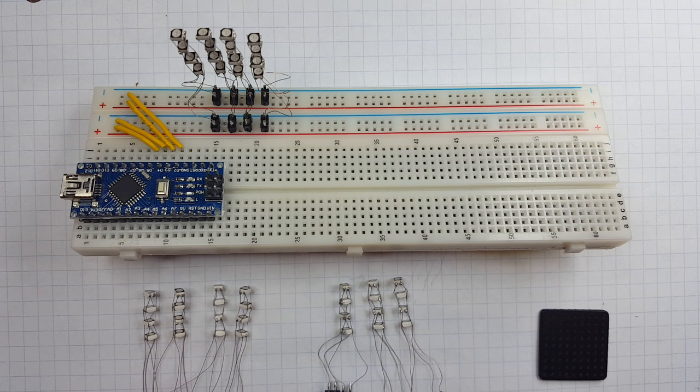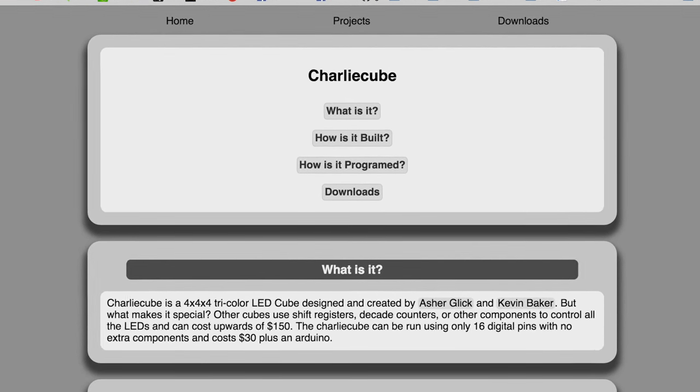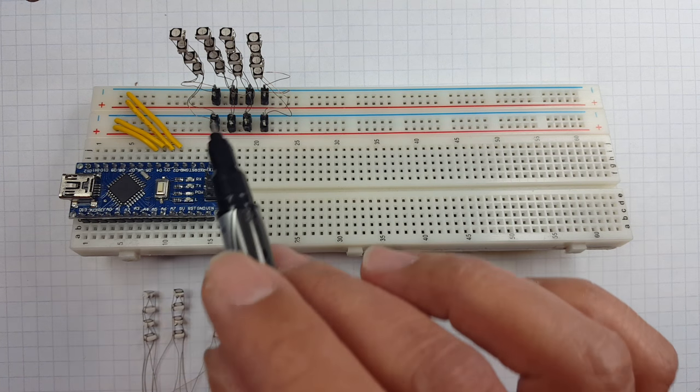First thing I want to mention is that this is not my original idea. The original idea is by Asher Glick and Kevin Baker, who invented the Charlie Cube. I'll put a link in the description. The only thing I'm doing different is I'm making a very tiny version of that.